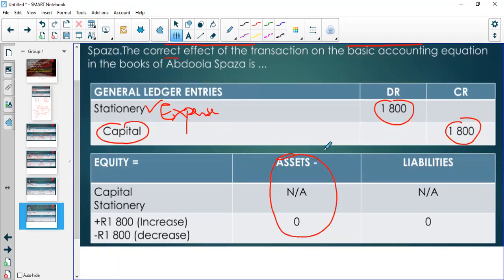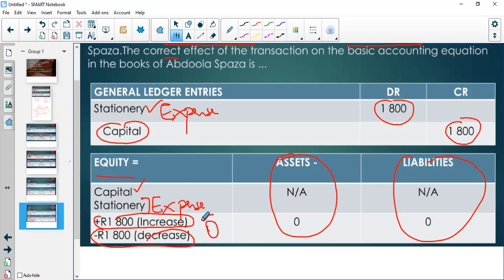All right. So if you want, then it won't affect assets because no assets there are affected. Now there's no asset account. There's no liabilities account. Everything falls under equity. So we have capital. We have stationery, which is an expense. Right. So the capital contribution increased, but then the expenses also have increased. So in other words, there is a zero balance. The effect is zero.